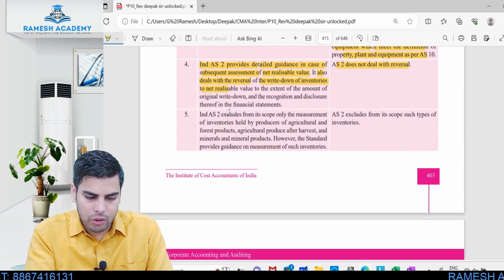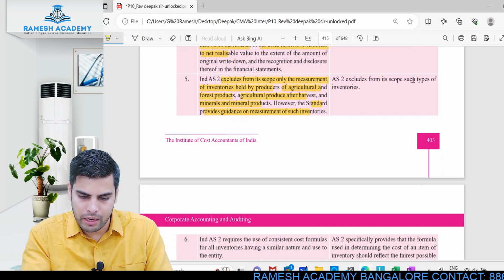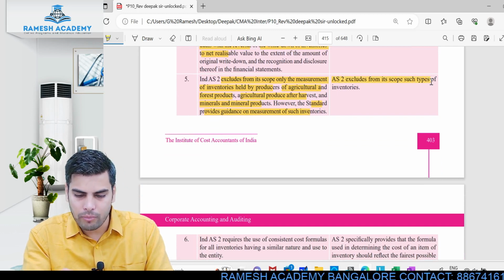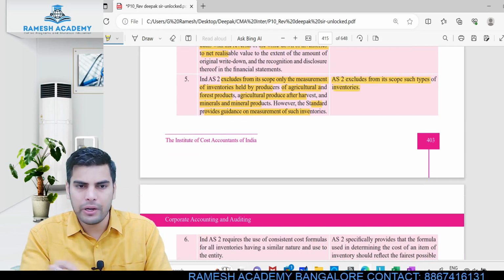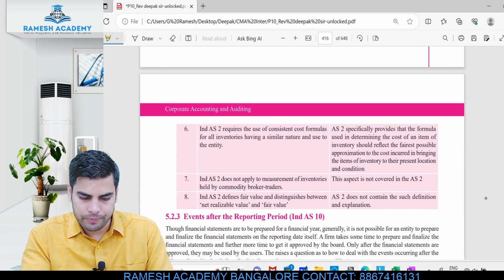Indian Accounting Standard 2 excludes from its scope only the measurement of the inventory held by the producers of agricultural and forest produce, agricultural produce after harvest and mineral products. However, the standard provides guidance on measurement of such inventory, whereas Accounting Standard 2 excludes from its scope such types of inventory. Completely it was excluded when it comes to Accounting Standard 2.